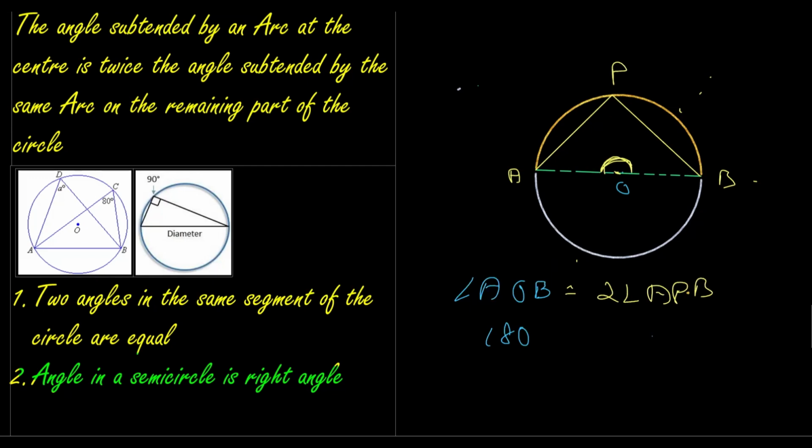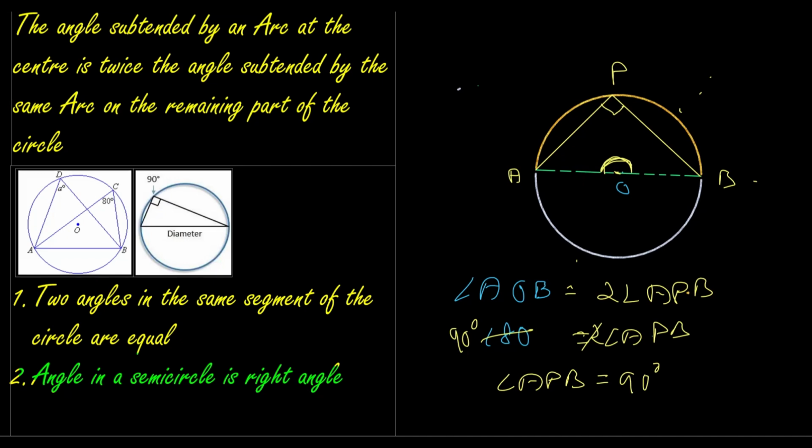So this is what? This is twice of angle APB. So if I reduce, what we get is angle APB as 90 degrees. So we say that angle in a semicircle is a right angle.